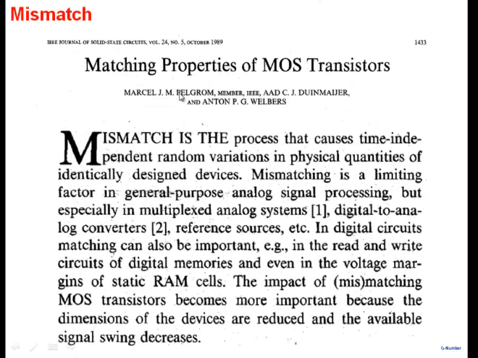And this is a paper that I'll recommend to all of you. It's given here, IEEE Journal of Solid State Circuits, an early paper, 1989 paper here. And this talks about matching properties of MOS transistors. And for differential pairs, op amps, and in fact, most of the analog circuits, matching becomes very important.